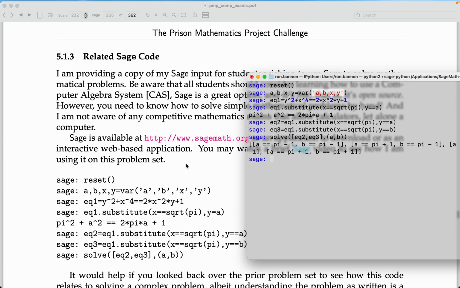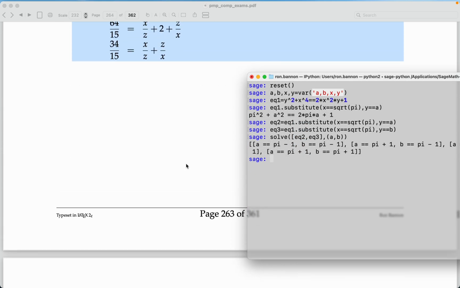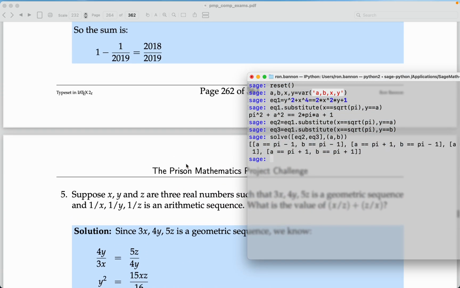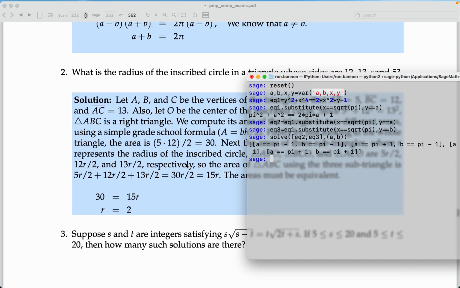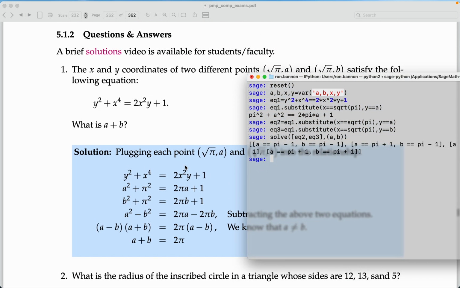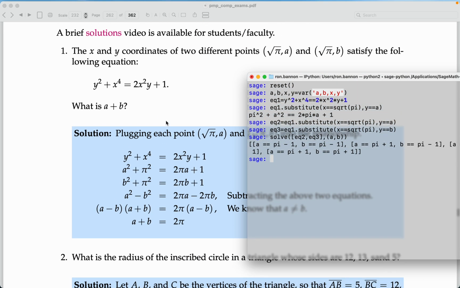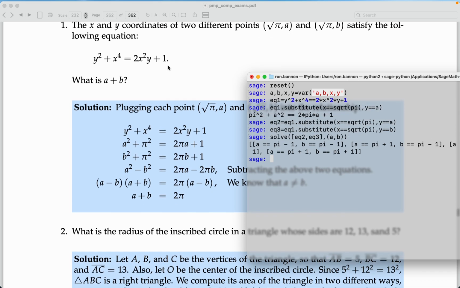So I wonder what question this was and how it pertains to what we've just been doing. So I want to go back over the notes and look at it. And I think it has something to do with a problem that we just did. And the problem we just did is number 1. All right, now just reading the question again, it says, the x and y coordinates of 2 different points, blah, blah, satisfied in the equation. What is a plus b?